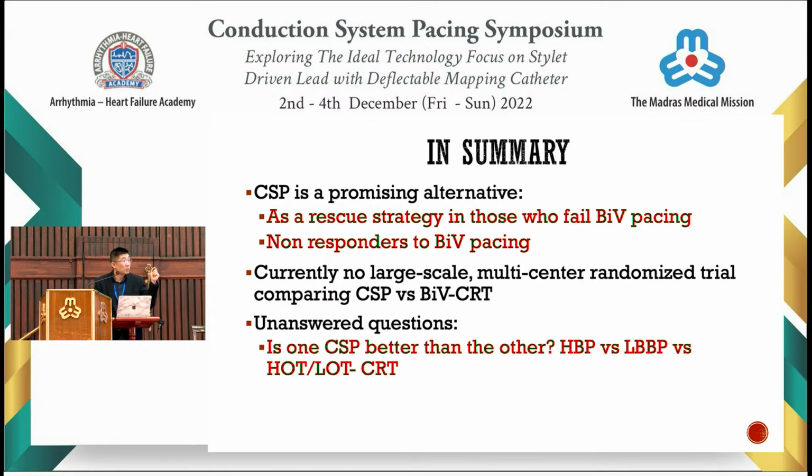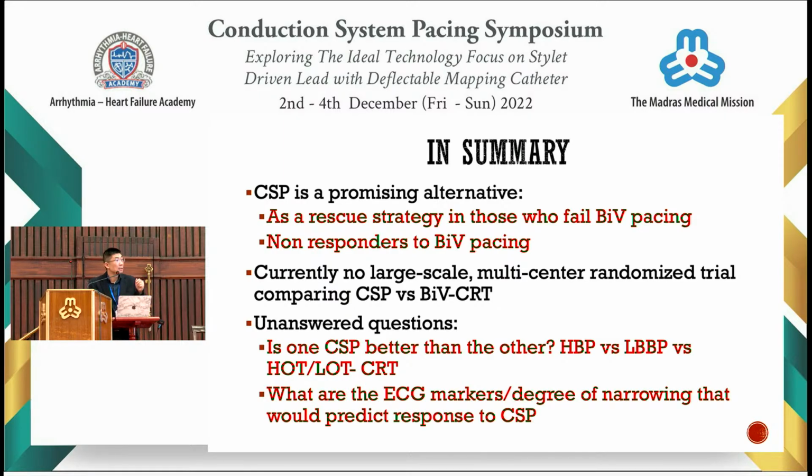For one, is one conduction system pacing better than the other? What tells me His bundle pacing or left bundle pacing versus HOT-CRT or LOT-CRT, which one is better? Is there any ECG indicator? Is fusion important here? How important is that? We don't have good answers for that. And what are the ECG markers? Does the degree of narrowing predict the outcome of conduction system pacing? So many, many unanswered questions.